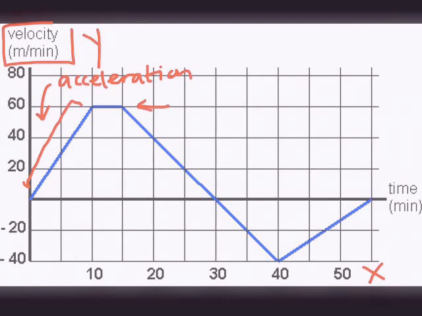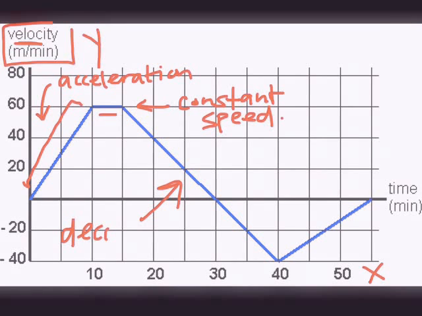This is no change in the speed, so this is constant speed. So important to note that this is a horizontal line, but this object is not at rest. It's still moving at a constant speed because we're looking at velocity over here. Now this is deceleration because the slope is negative.